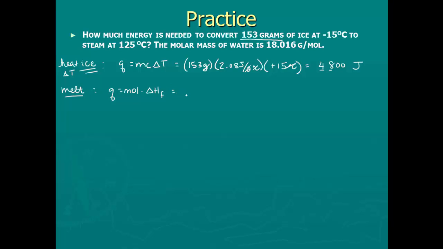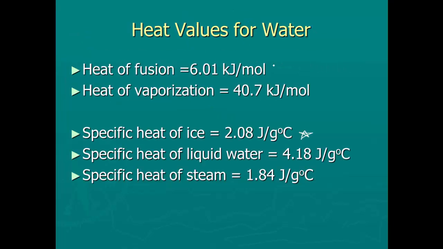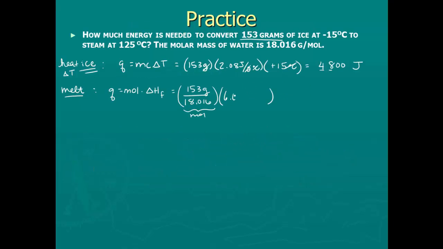So our mole value, well, if we have 153 grams, remember to convert to moles, we divide by the molar mass. We've done that many times this year. So this is our moles, okay? We're going to multiply the moles by the heat of fusion. Remember, for water, again, you don't have to memorize it, you just need to be able to use it, 6.01 kilojoules per mole. So the moles cancel. So pause, calculate, write down your answer.